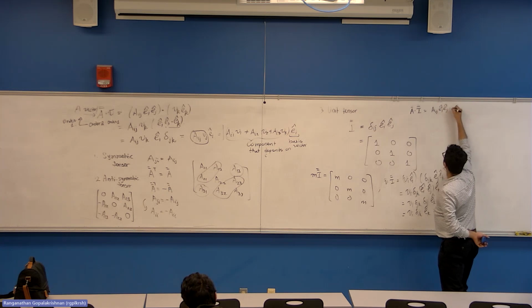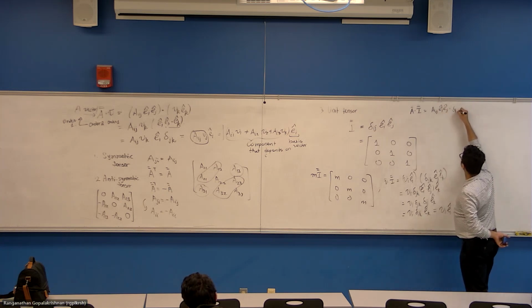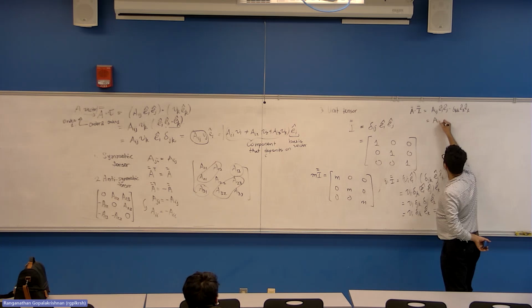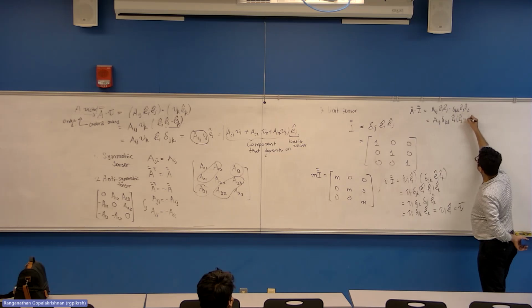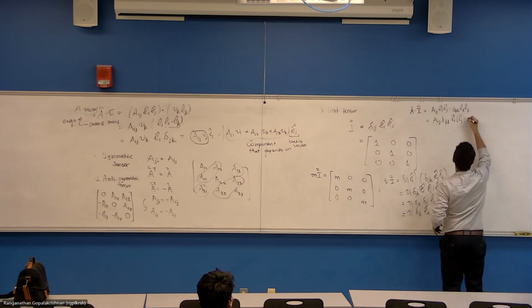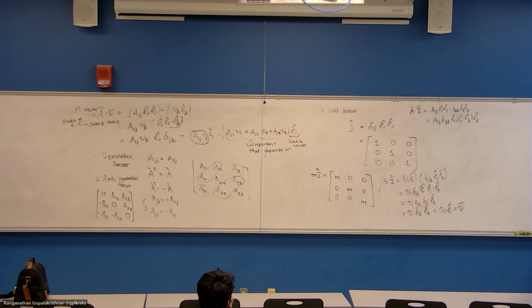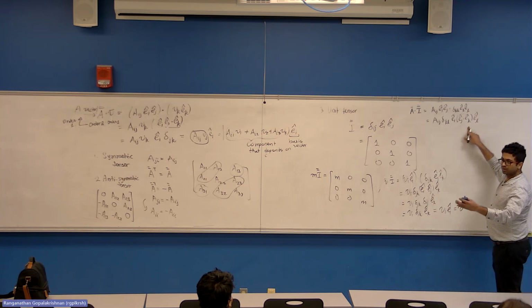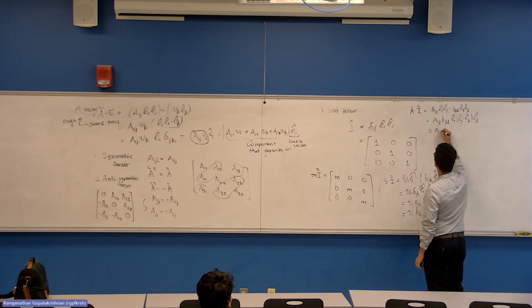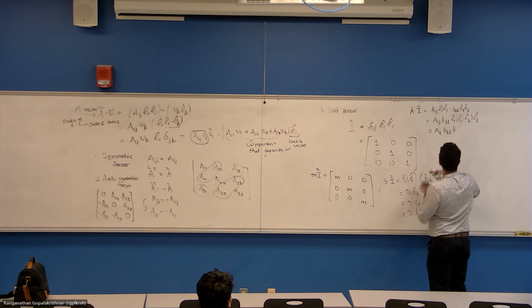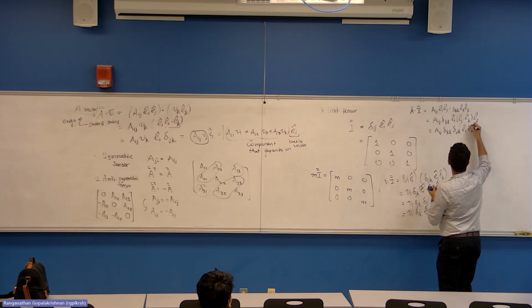That would be Aij ei ej dot delta kl ek el. So Aij delta kl ei, I have ej dot ek multiplied by el. What is ej dot ek? Delta jk. So this is Aij delta kl multiplied by delta jk ei el. What is ei el?